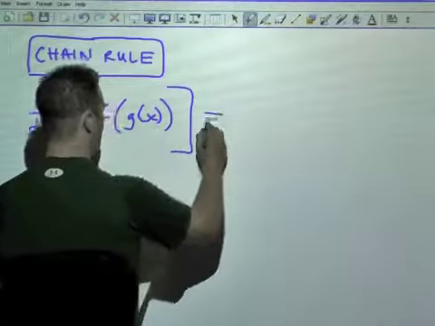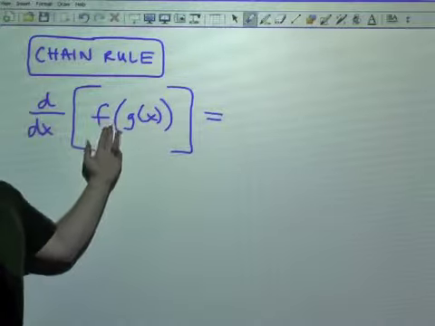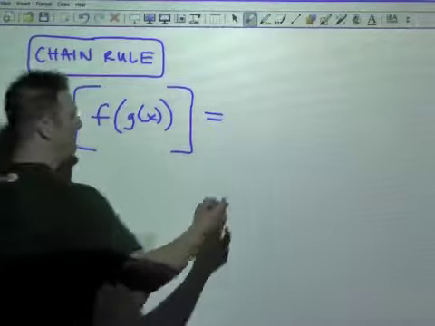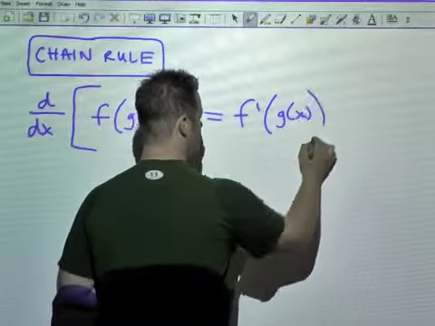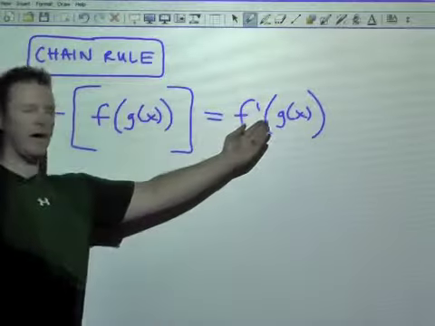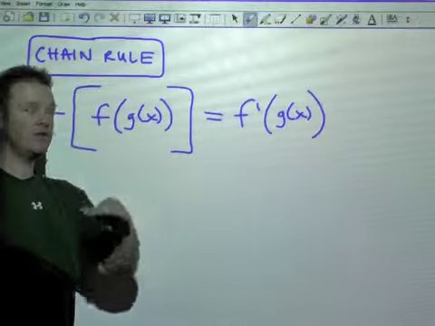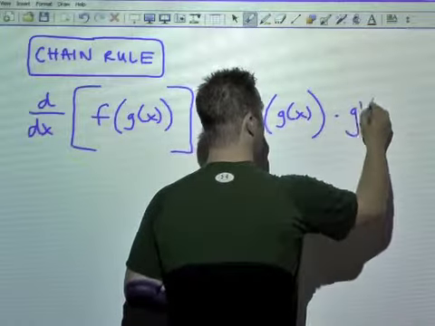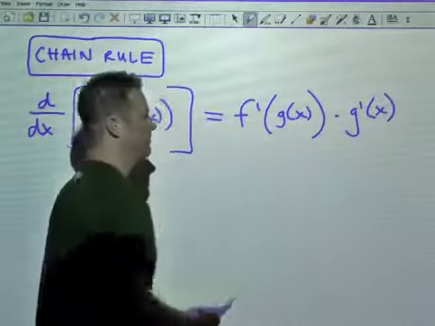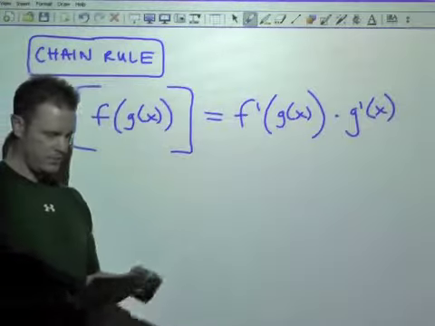What we do is take the derivative of the outside function, which is f prime, evaluated at the inside function. So you just take the derivative of the outermost function, but then your adjustment is that you have to multiply that by the derivative of the inside function. So that's the chain rule.